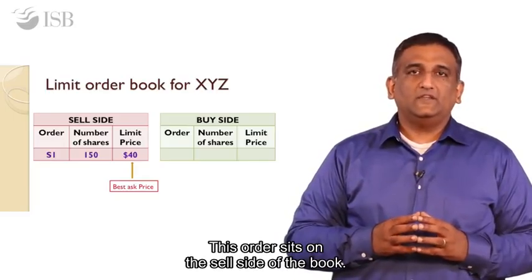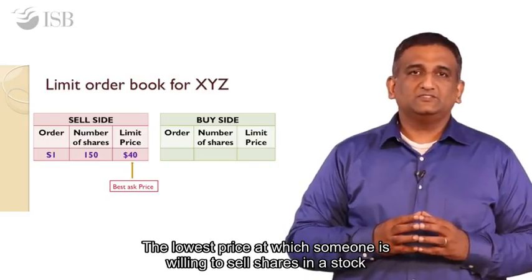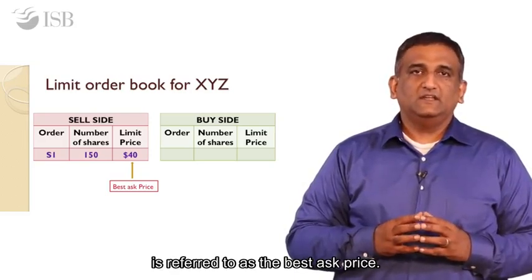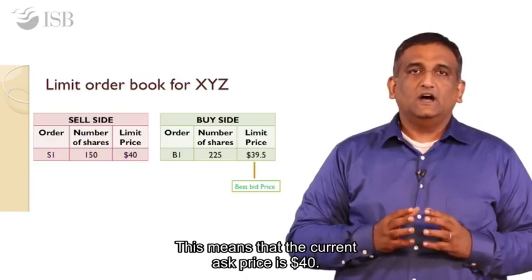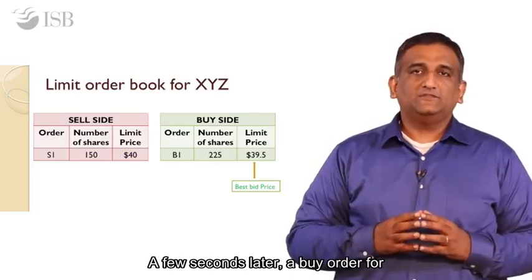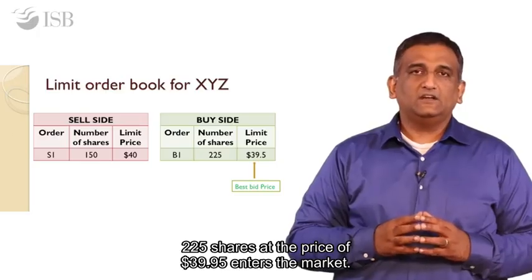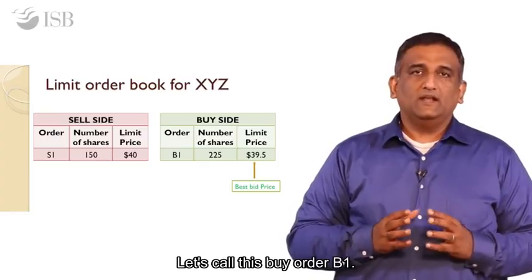This order sits on the sell side of the book. The lowest price at which someone is willing to sell shares in a stock is referred to as the best ask price. This means that the current ask price is $40. A few seconds later, a buy order for 225 shares at a price of $39.95 enters the market. Let's call this buy order B1.